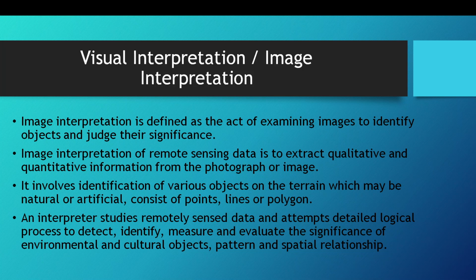It involves identifying various objects on the terrain, which can be natural or artificial and may appear as points, lines, or polygons. A remote sensing interpreter follows a logical process to detect, measure, and evaluate features like environmental and cultural objects as well as their patterns and spatial relationships. In essence, image interpretation helps transform complex satellite or aerial data into meaningful insights for applications like urban planning, agriculture, and environmental monitoring.